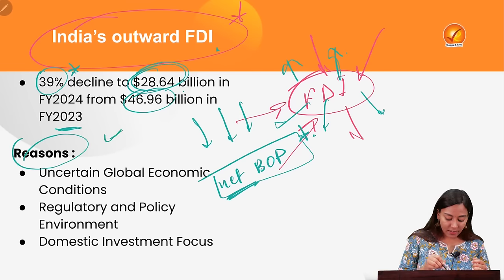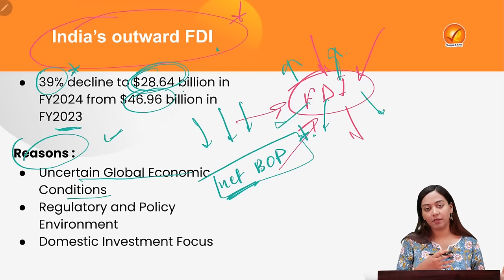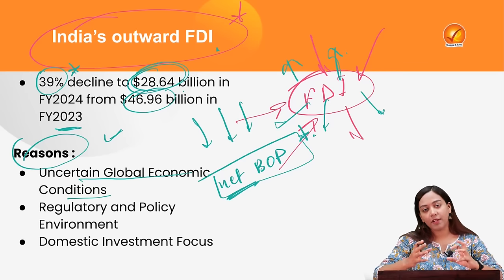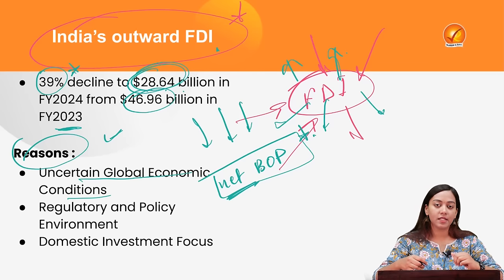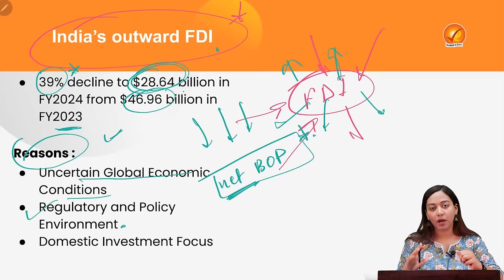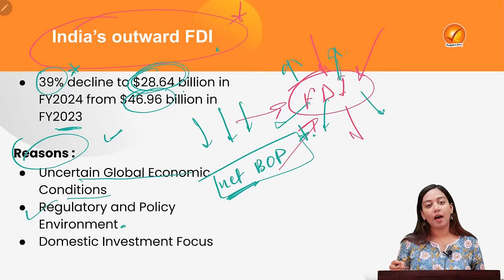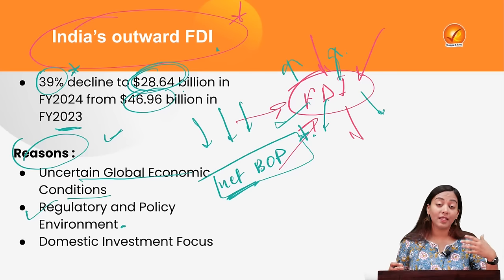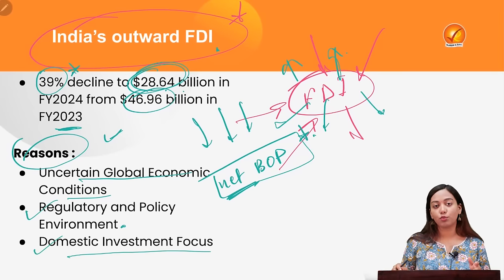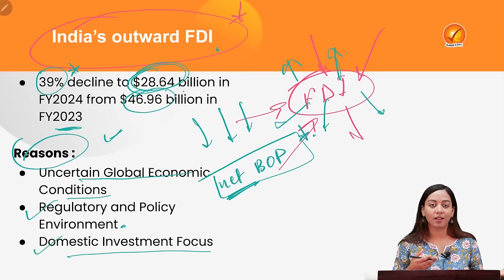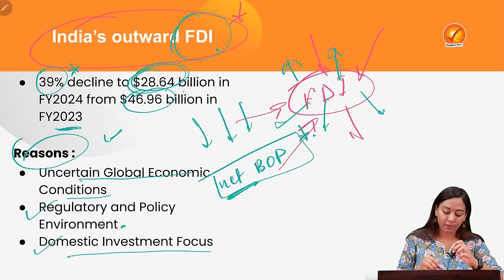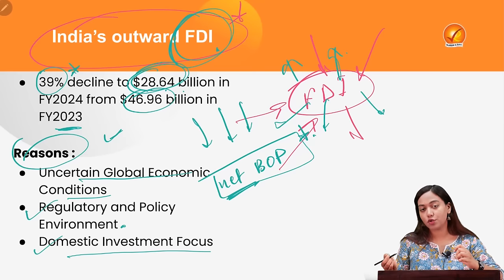What are the reasons? The reasons highlighted are uncertain global economic conditions. Indian private investors are not very sure whether they should be investing into countries which are already rushing through inflation and high spikes in oil prices and other import goods. There is also a regulatory and policy environment which is not very conducive for the Indian market. You also already know about the USA and some of the regulations made by Canada, France and Germany. So these are the reasons. Then domestic investment focuses more because the government is trying to leverage the investment. In the previous article, we have seen that even on the domestic front, private investment is low, but it's not as low as compared to outward FDI. Outward FDI is pretty low. We're not investing outward, which is also needed.